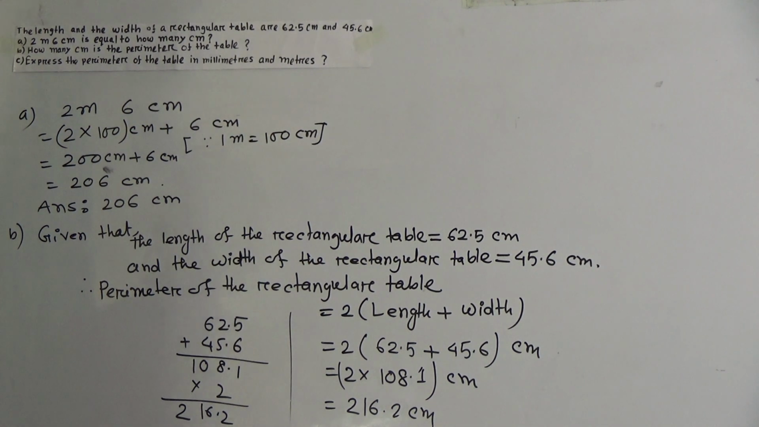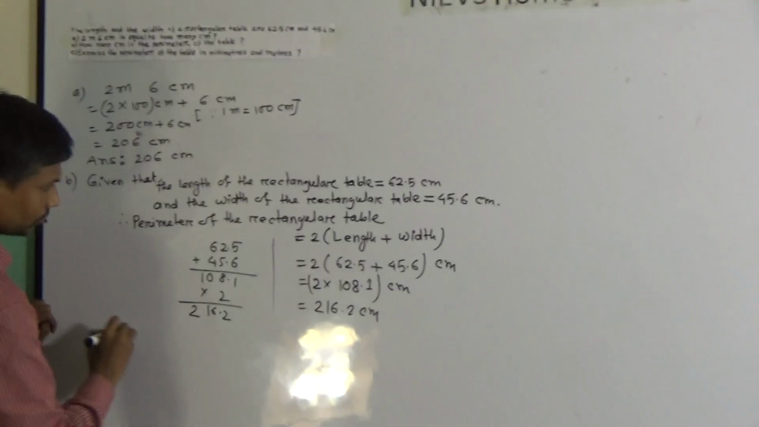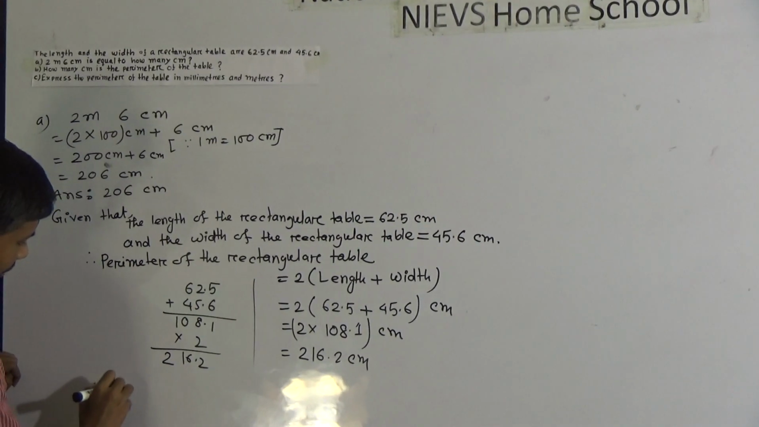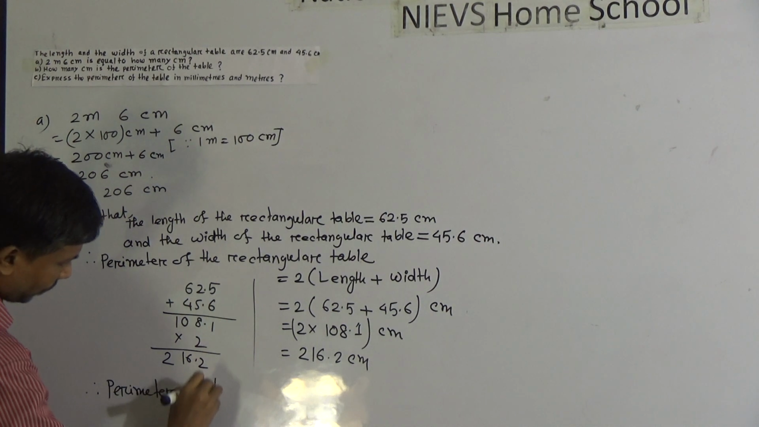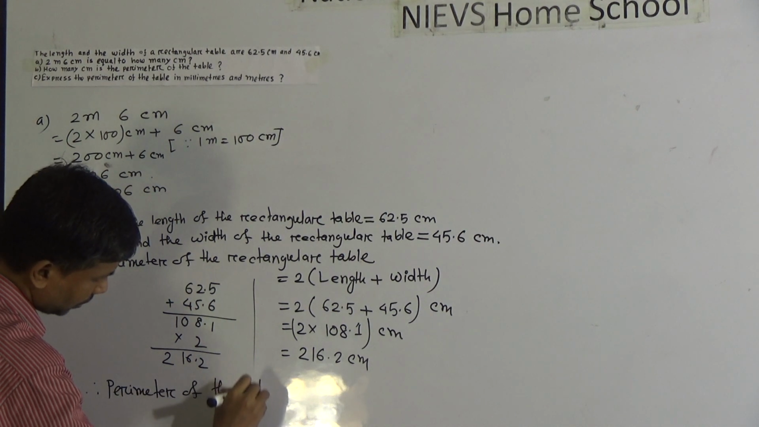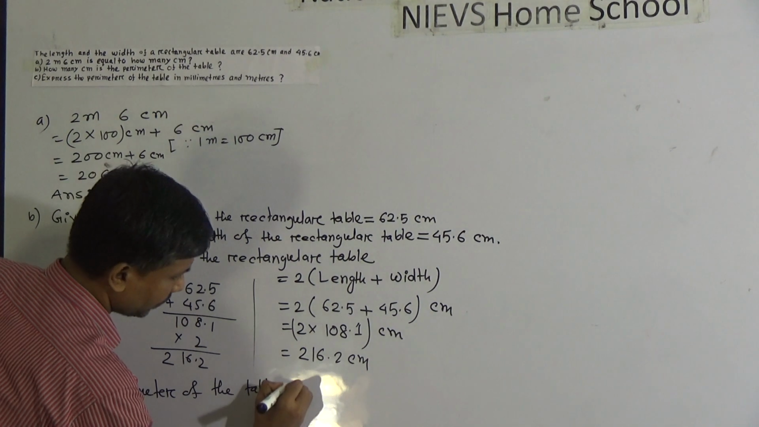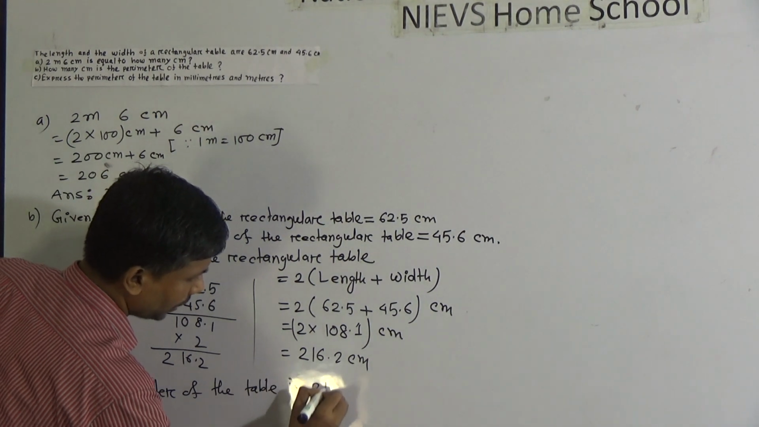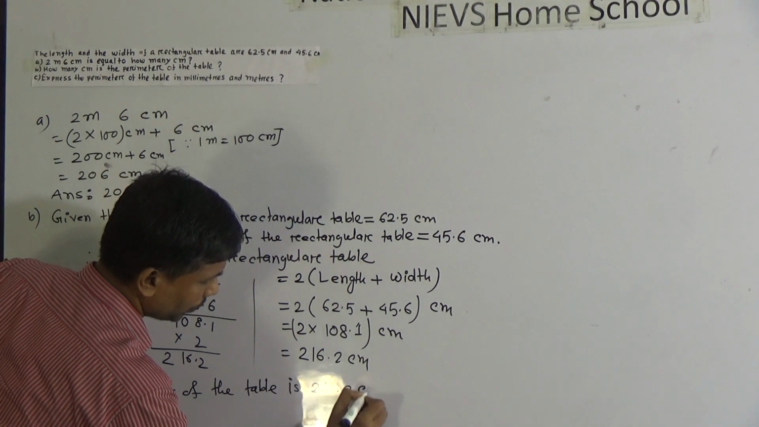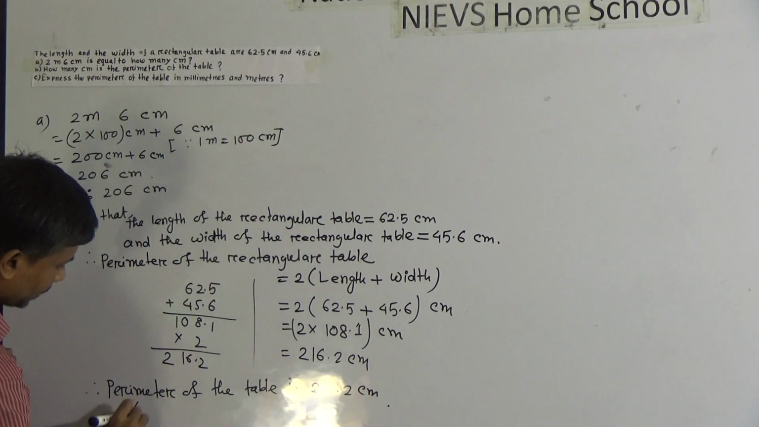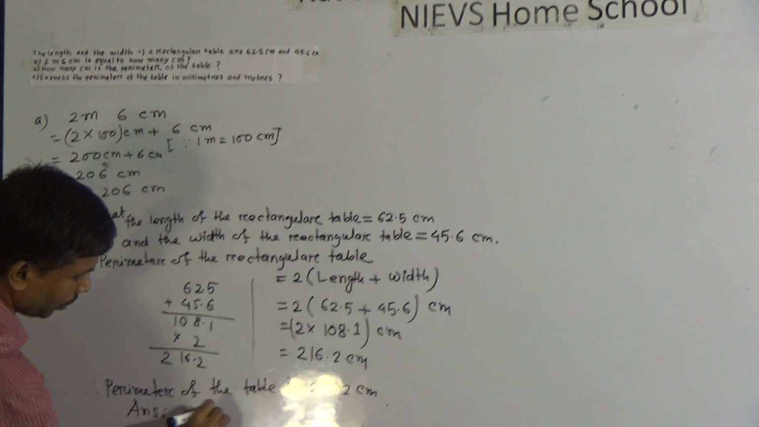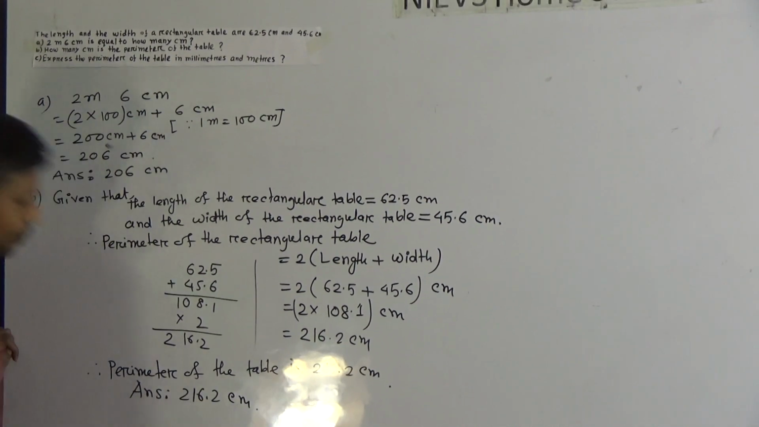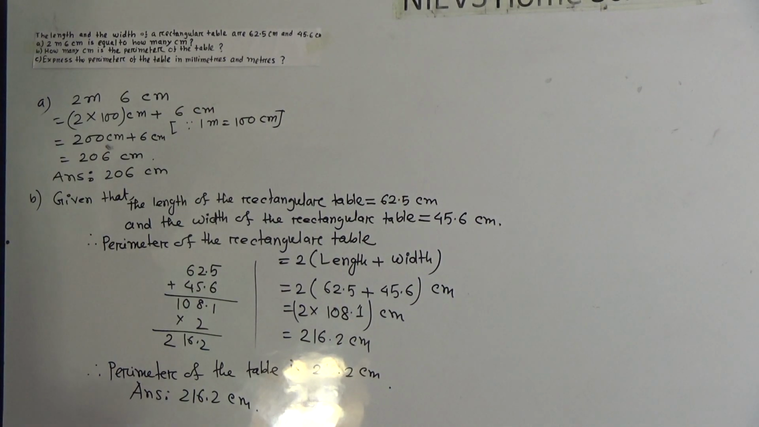Okay, student, therefore write perimeter of the table is 216.2 centimeter. Okay, now write the answer: 216.2 centimeter. Okay, student, I hope you understood.